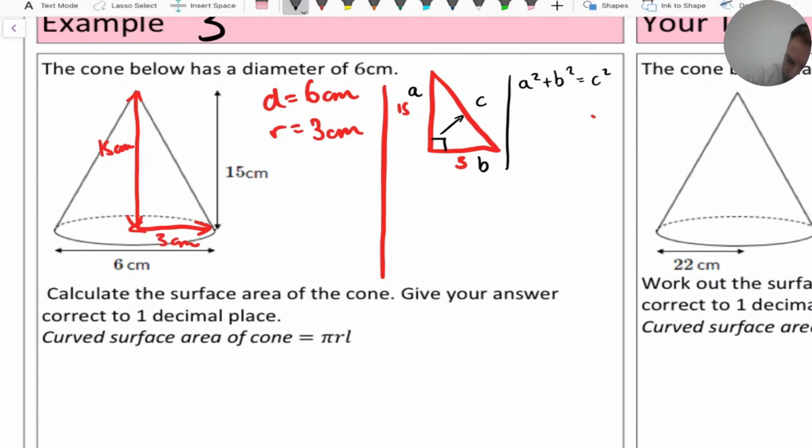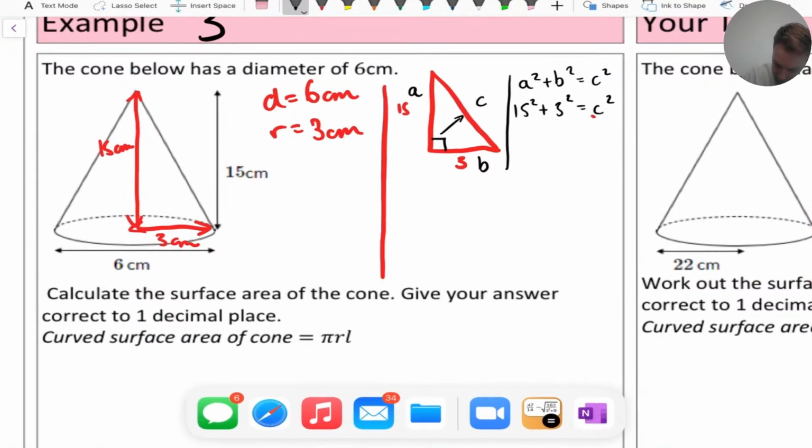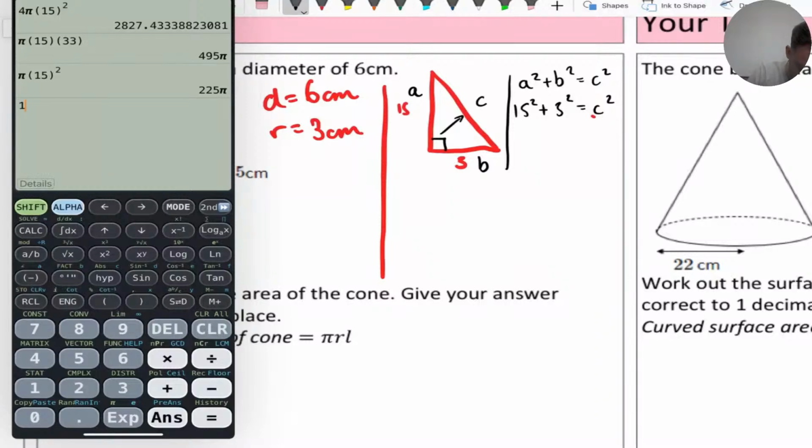So then I'm going to sub in what I know. So it's going to be 15 squared plus 3 squared is equal to c squared. So let's work out what they are. So 15 squared plus 3 squared is equal to 234, which is equal to c squared.